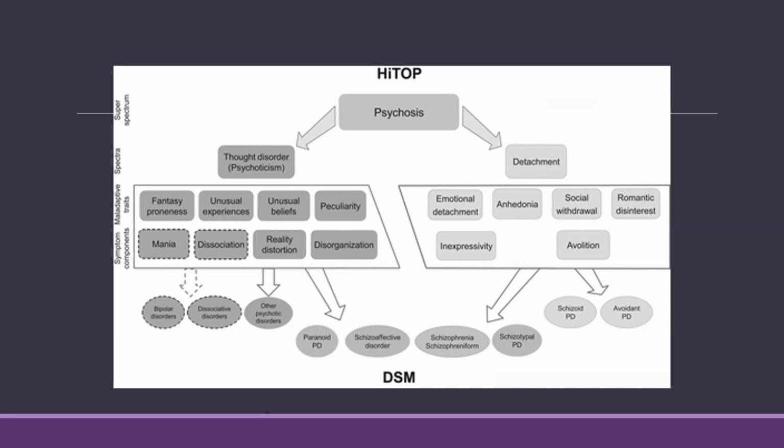Here's an example of how HiTOP is organizing psychosis. Instead of just calling it psychosis, we have these very specific traits and symptoms associated with it. Things like fantasy proneness, unusual experiences, reality distortion. We also have things like inexpressivity, emotional detachment, romantic disinterest. Each of these comes together to be part of this larger psychosis category, but each individual person might be experiencing these specific symptoms at a different level.